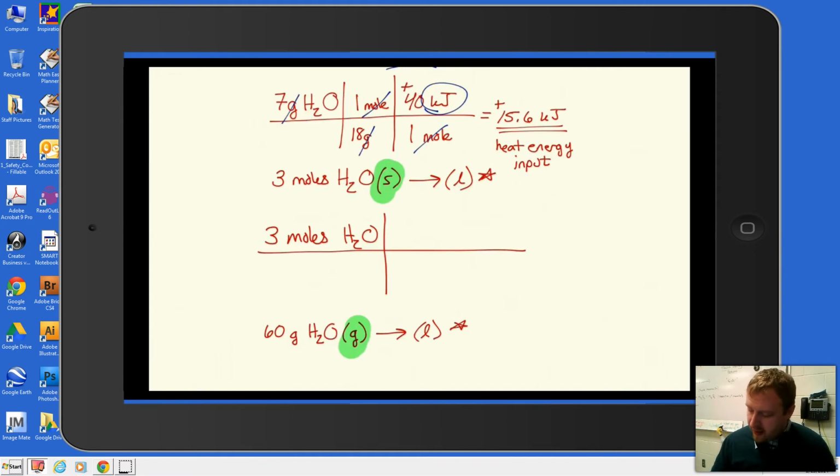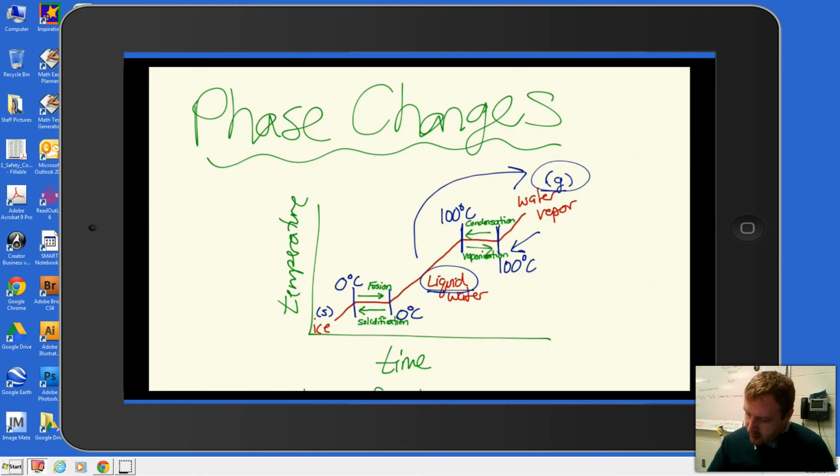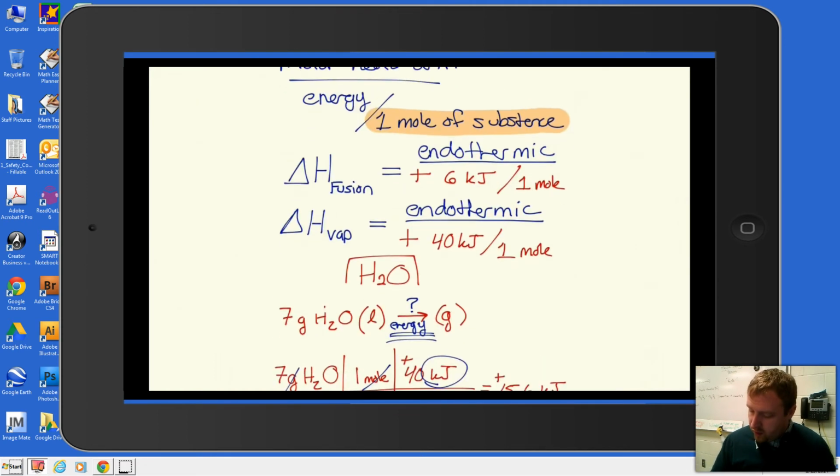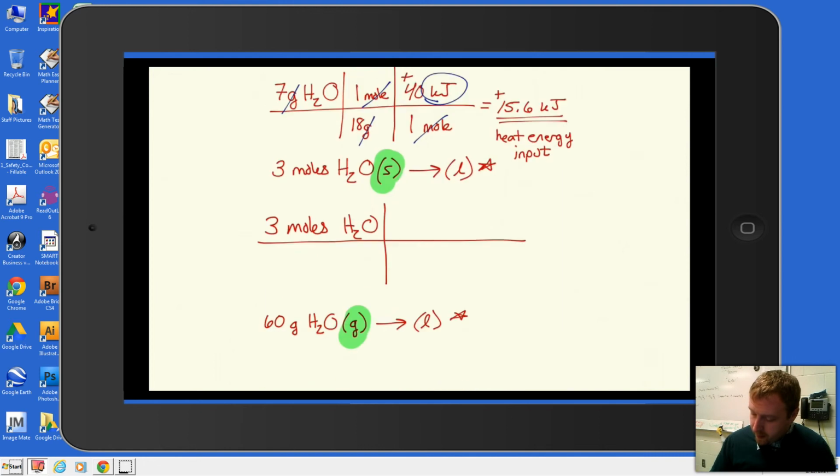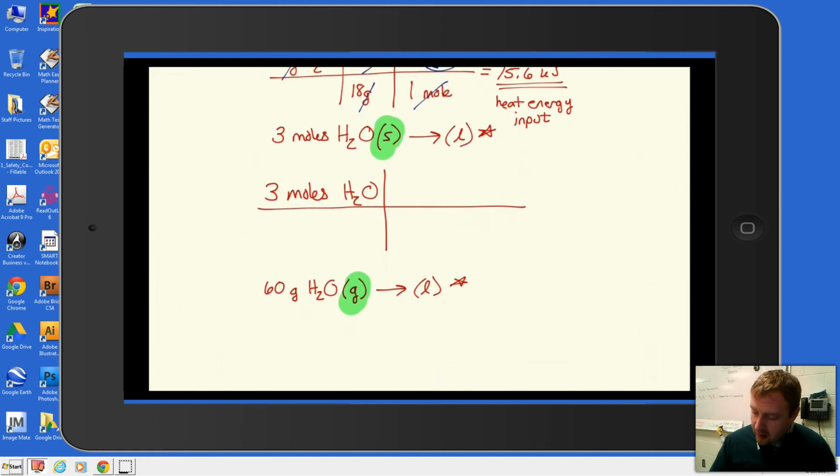Okay, so if I go back to my chart here and I say, okay, solid to liquid, so I'm focused in on, okay, solid to liquid, so I'm going from here to here. Well, that's fusion. So over here, I see that the molar heat of fusion for water is 6 kilojoules per mole. So down here, I'm going to say, okay, for every 1 mole, it requires 6 kilojoules to go from ice, solid water, to liquid water.